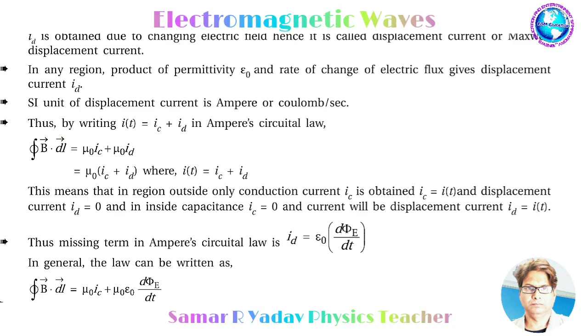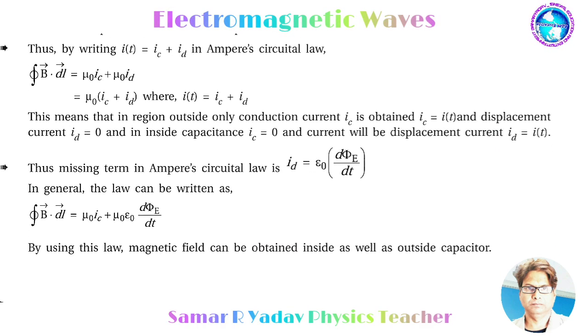Thus the missing term in Ampere's circuital law, ID, is equal to epsilon 0 times d phi E by dt. In general, the law can be written as closed integral B dot vector dl is equal to mu 0 IC plus mu 0 epsilon 0 d phi E by dt. By using this law, the magnetic field can be obtained inside as well as outside the capacitor.